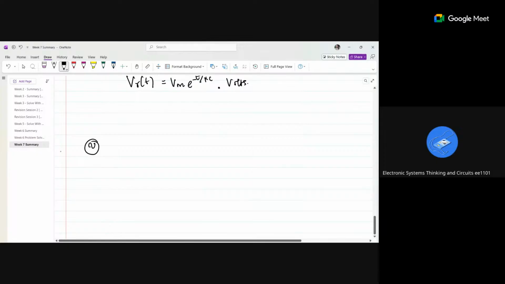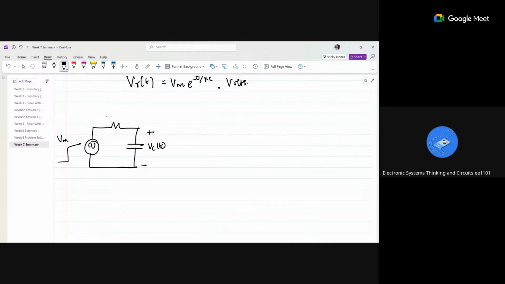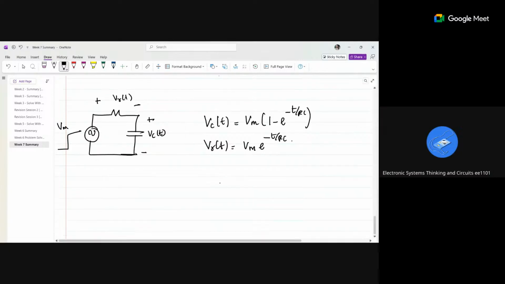So summarizing, if there is a step input with Vm given across a resistor and a capacitor, this is Vc of t, this is Vr of t. Vc of t is nothing but Vm (1 minus e power minus t by RC). Vr of t is nothing but Vm e power minus t by RC. So this is exponentially decreasing, right?